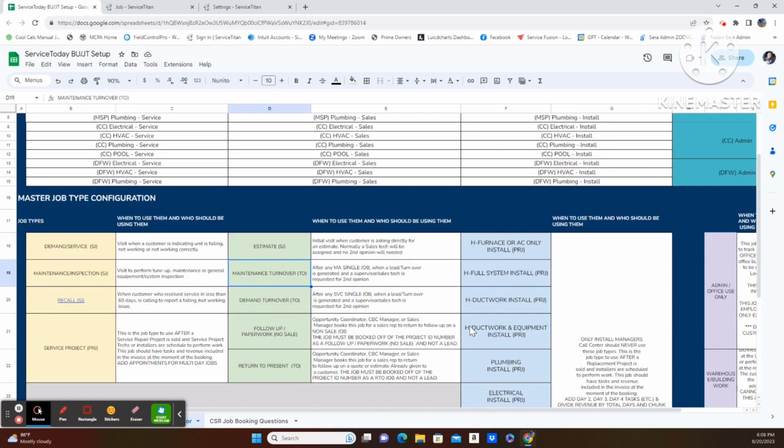Maintenance turnover is a turnover where we need a supervisor to go out there for a second opinion, a supervisor startup, or any sort of a design critical failure. And it would always be booked as a lead in ServiceTitan off of a maintenance single job.